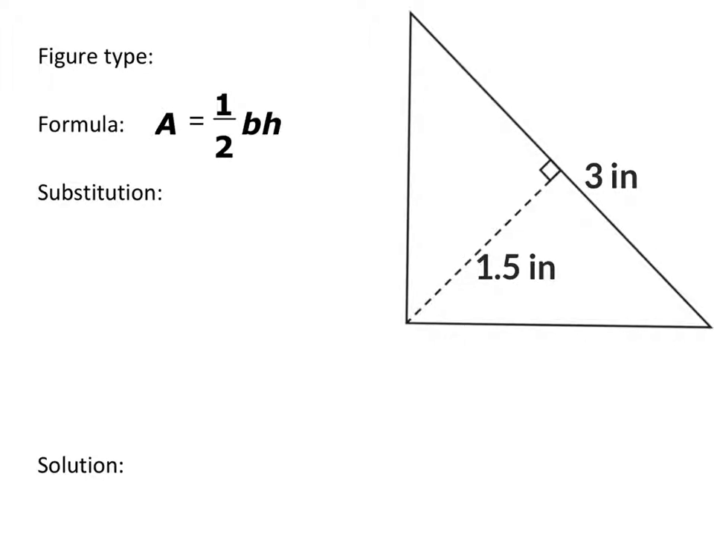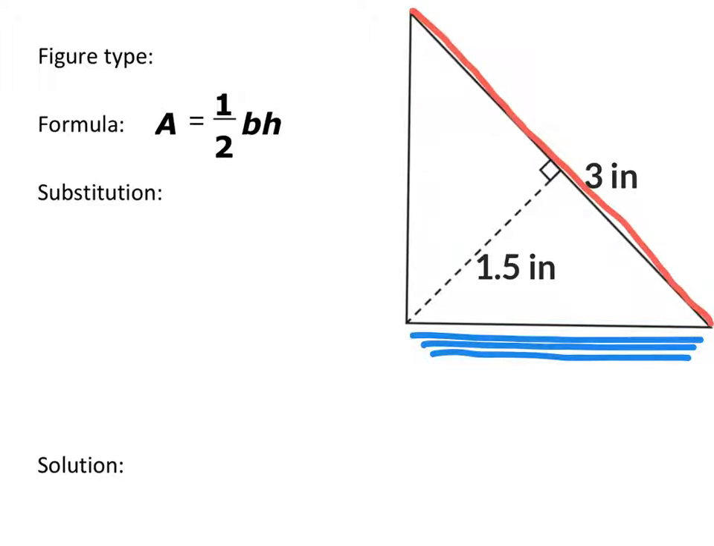Here's another triangle. Remember earlier I said the base may not be the bottom. In this particular triangle, this appears to be the bottom, but it's not the base. This is the base right here. Now that might seem weird because it's the right side of the figure, but I know it's the base because I see this 90-degree angle.